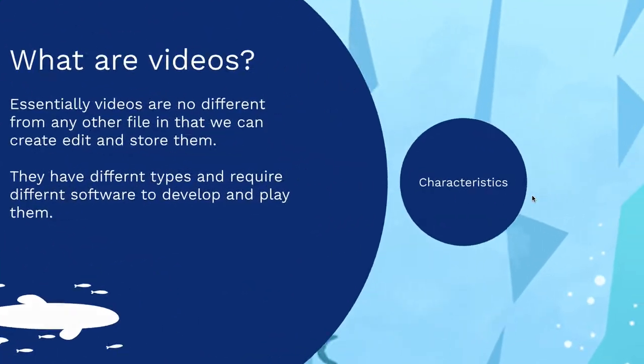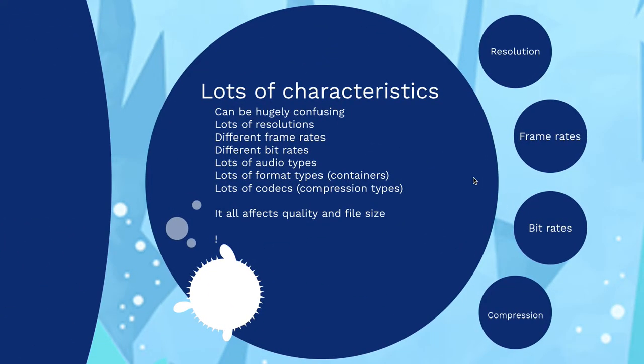So, characteristics. There are lots of characteristics of video, and that can be really confusing for many people. There's lots of resolution information, there are frame rates and bit rates, different types of audio, compression and codecs for videos, and lots of different format types, the containers. All of these things affect the quality and the file size, and it is important to have some understanding of all these attributes so that you can make the video that you want to make, that can be accessed by the people that you want to access it. So let's have a look at the resolution.